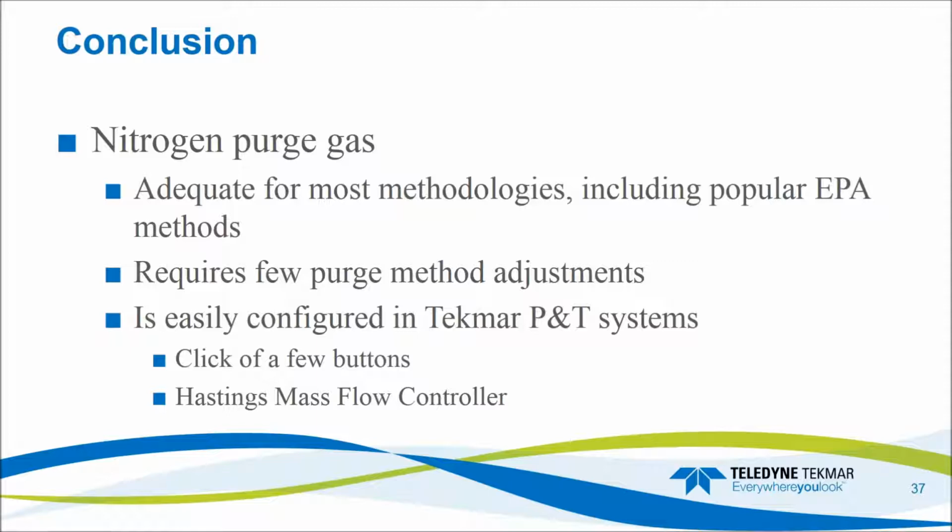And then last but not least, nitrogen is very easily configured in Tekmar purge and trap systems. All it takes is a few clicks of a button. The mass flow controller is going to be programmed for nitrogen, so you can rest assured you're getting the flow rates that you're supposed to get because it is calibrated for nitrogen. And then you still have that electronic leak checking. So whether you're using helium or nitrogen, you know you're going to get the flows you need, and you know your system's going to be leak tight.